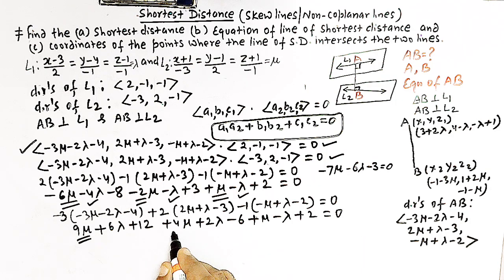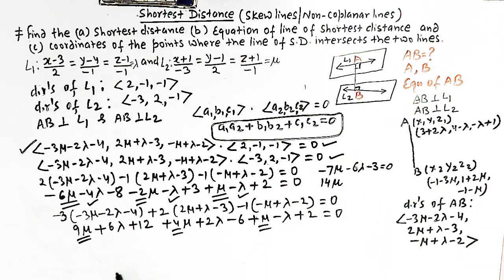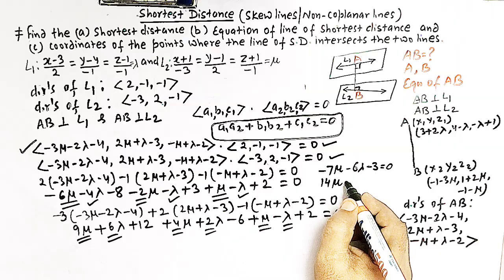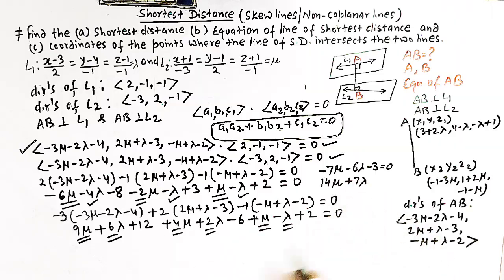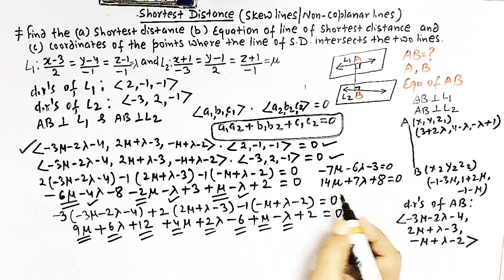So this is 9, this is 4, and this is 1. So this is 13 plus 1, 14. So here we have 14 mu, and here we have 6 plus 2, that is 8. 8 minus 1 is 7. So here we have 7 lambda, and here we have 12. 12 minus 6 is 6. 6 plus 2, 8. So here we have this equation.